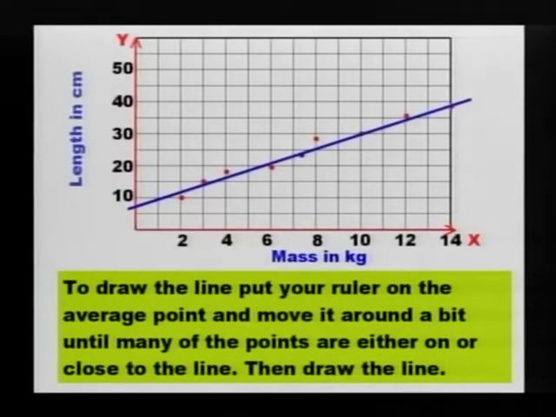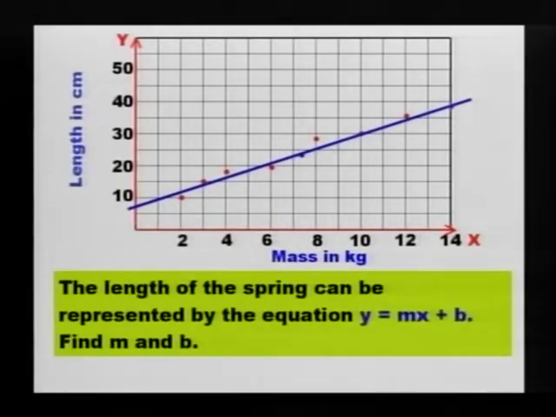Okay, to draw the line, you put your ruler on the average point and move it around a bit until many of the points are either on or close to the line. Don't just put the ruler and then draw the line. You have to move it around a bit because the line is supposed to go through the middle of where all the points are lying. So it's just a line of best fit.